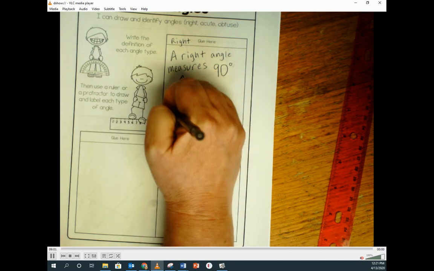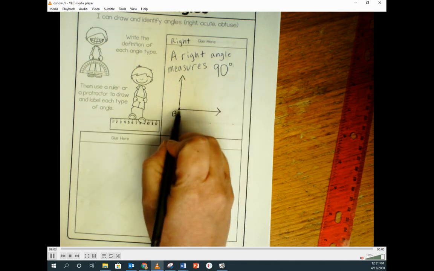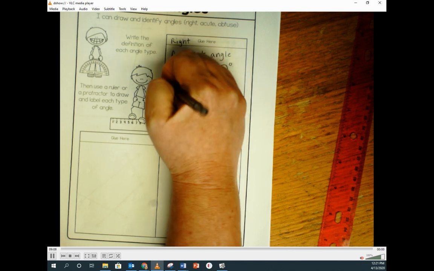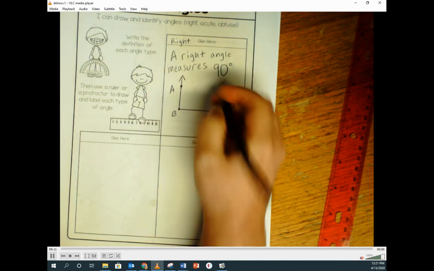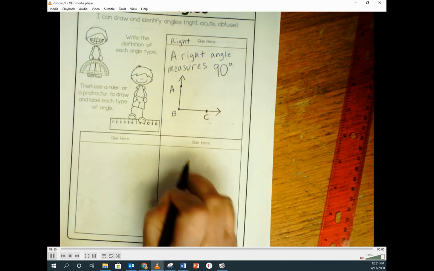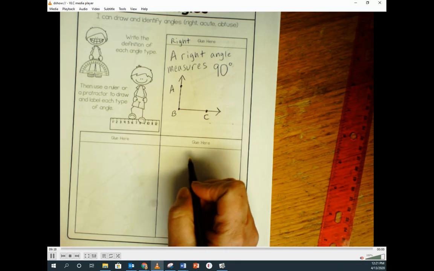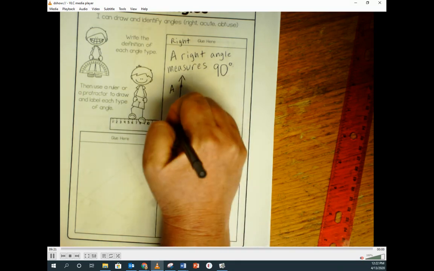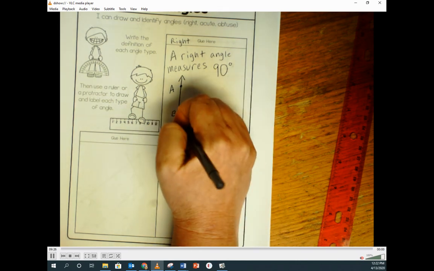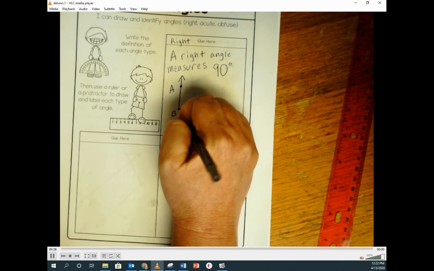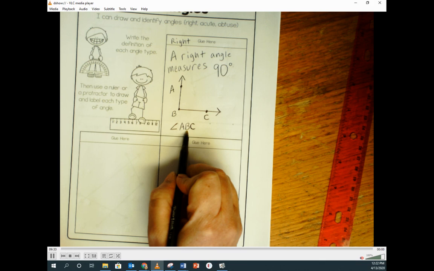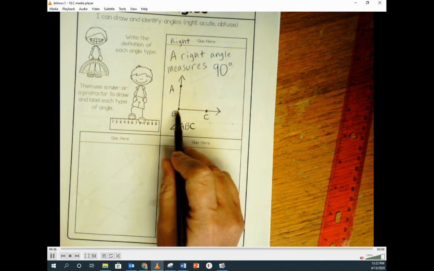So this is called the vertex, the corner of the angle. And then I'm just going to pick any point on one side of the angle and any point on the other side. And I will call this ABC. So how do we write this in geometry? We make a little angle symbol, and we call it angle ABC. The middle letter is always going to be the vertex of the angle, the corner.